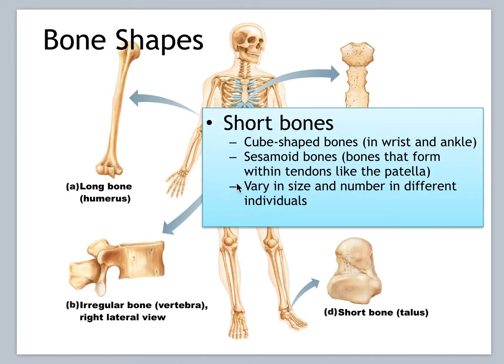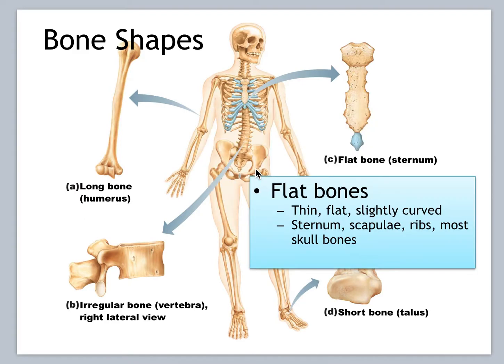Short bones are cube-shaped bones. These are found in the wrist and the ankle. It also includes sesamoid bones, which are bones that form within tendons. The largest sesamoid bone is the patella, or the kneecap. It's formed within the quadriceps tendon. Flat bones are thin, flat, slightly curved bones. This will include the bones of the sternum or the breastplate, the scapula, shoulder blade, the ribs, and most of the skull bones. These are all flat bones.